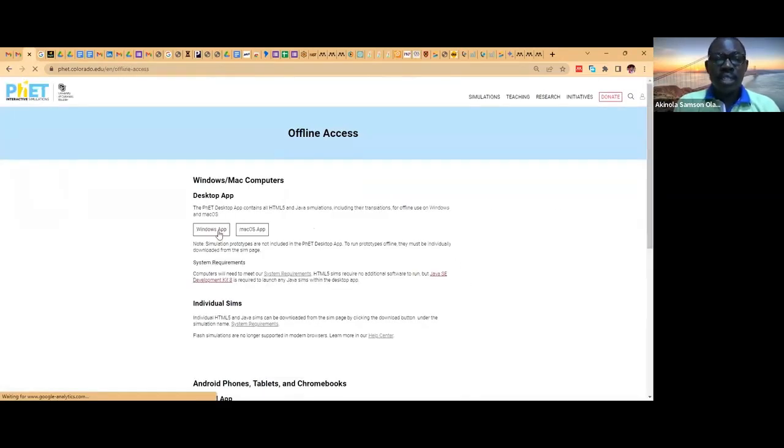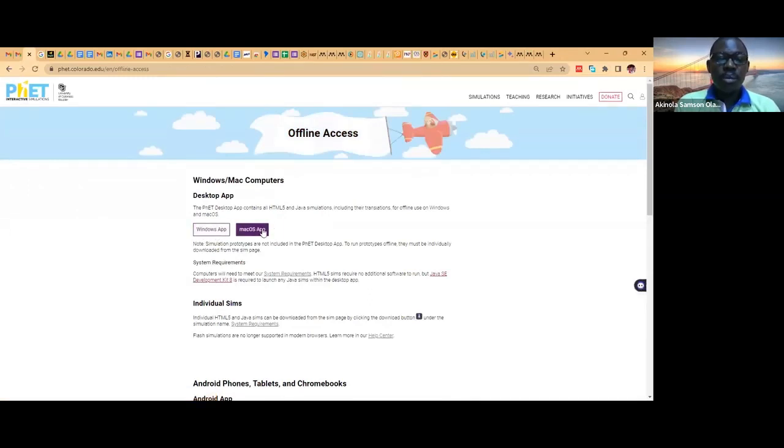And so with this offline access, we have a Windows app and a Mac app, so all this can be downloaded. Once it is downloaded, it can be installed on the Windows laptop, and then there is no need for internet access to be able to access any of the sims. I have it installed on my system already, which I can launch whether I'm connected to the internet or not. I will have access to all the simulations on the go, offline.